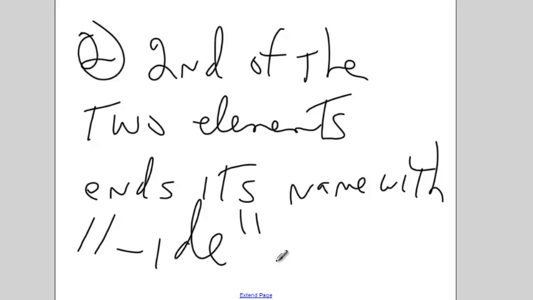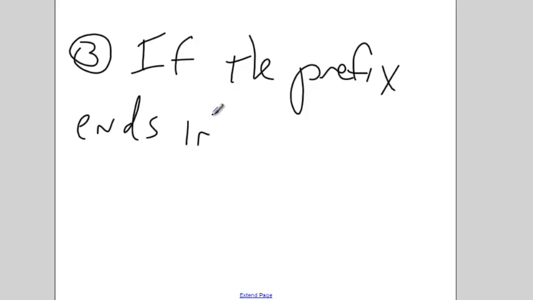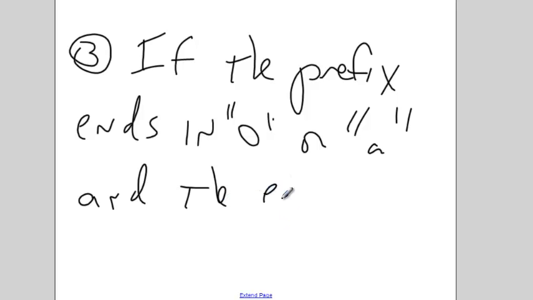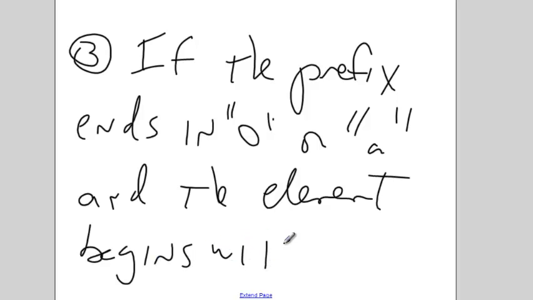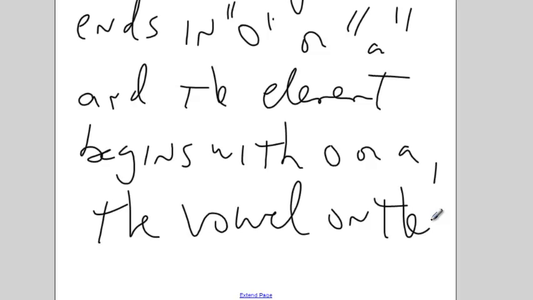Okay. Third rule, and this is really just a grammatical nicety: if the prefix ends in O or A, and the element begins with O or A, the vowel on the prefix is dropped. And this really is just to make it easier to say.